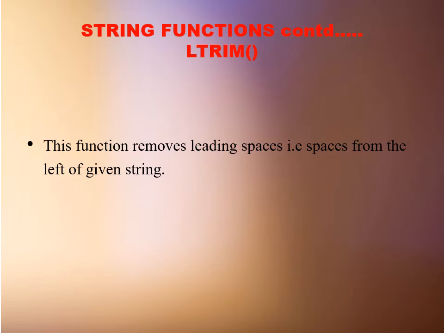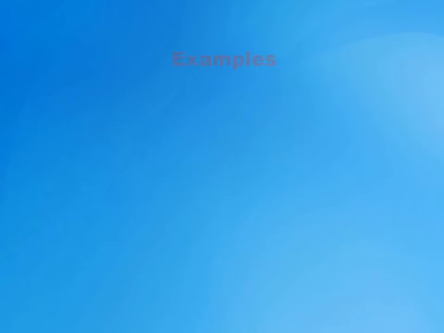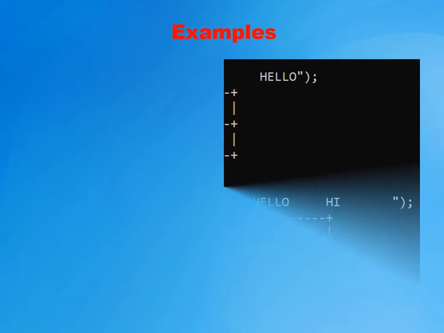Next, the ltrim function. This function removes leading spaces, that is, spaces from the left of the given string or the beginning of the string. This is the syntax: ltrim, then string.